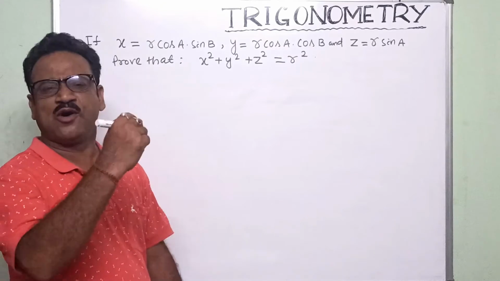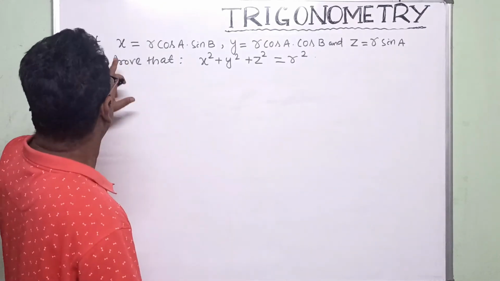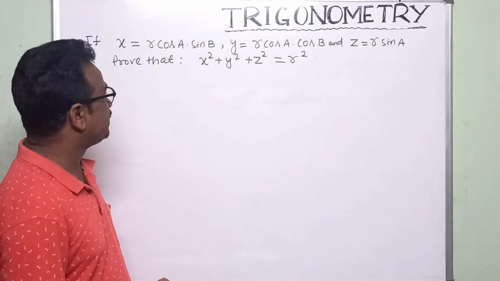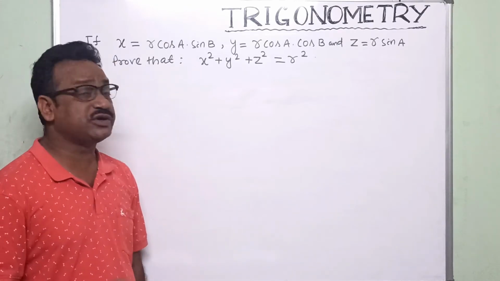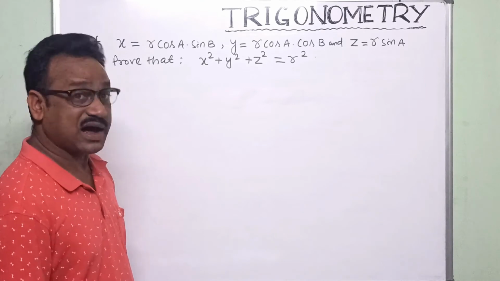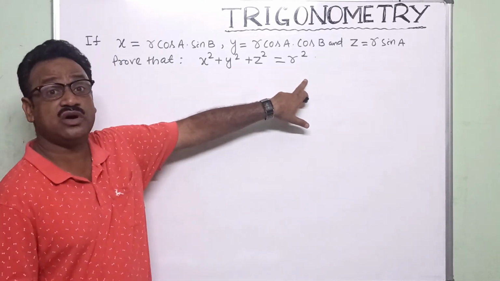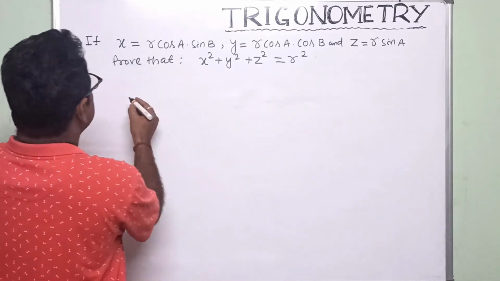Okay. So now move on to the next question. If x is equal to r cos a into sin b, y is equal to r cos a into cos b, and z is equal to r sin a, then prove that x square plus y square plus z square is equal to r square. Okay. So solution.